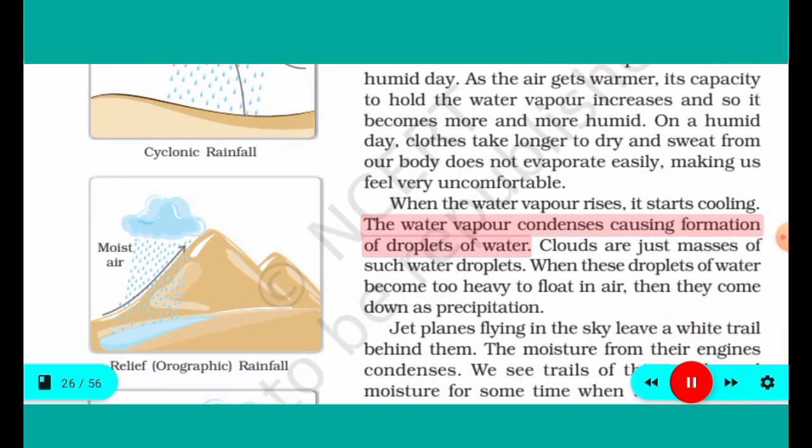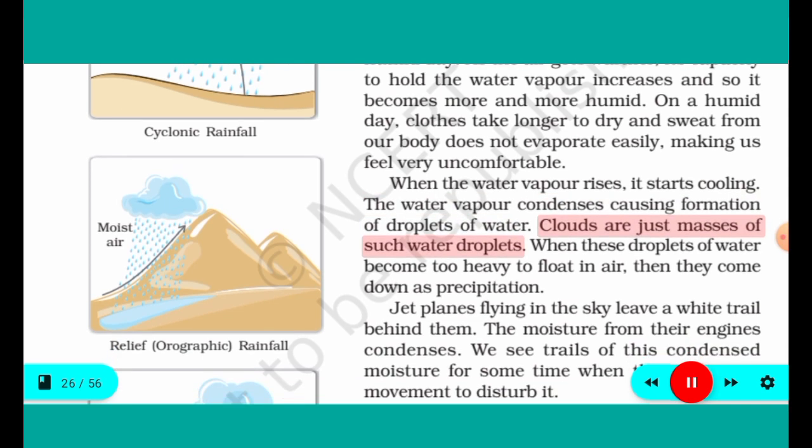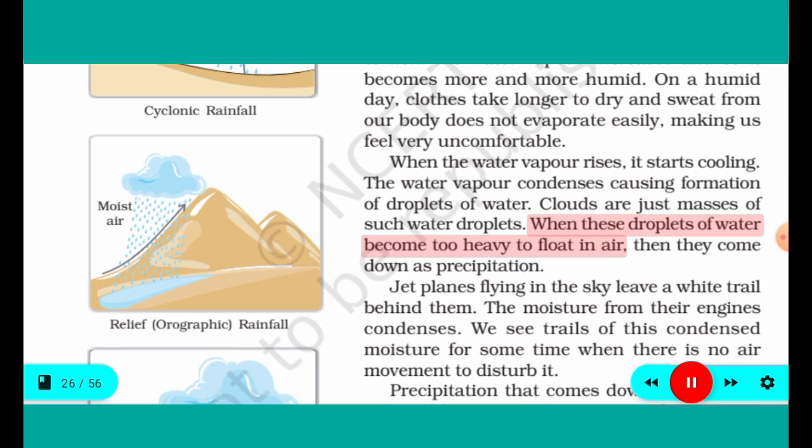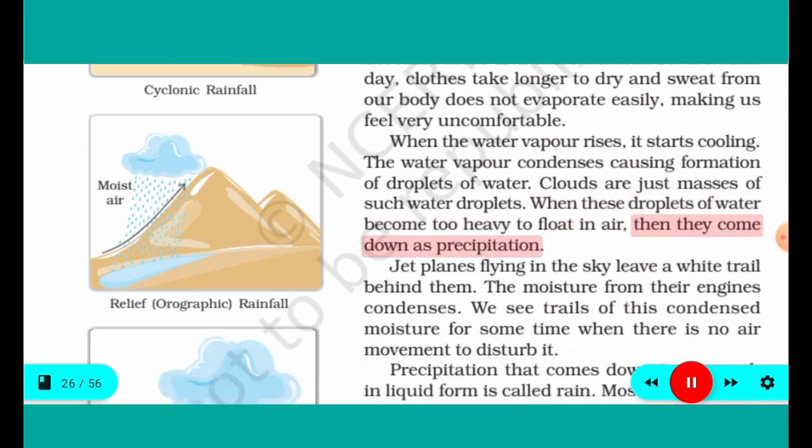When the water vapor rises, it starts cooling. The water vapor condenses, causing formation of droplets of water. Clouds are just masses of such water droplets. When these droplets of water become too heavy to float in air, then they come down as precipitation.